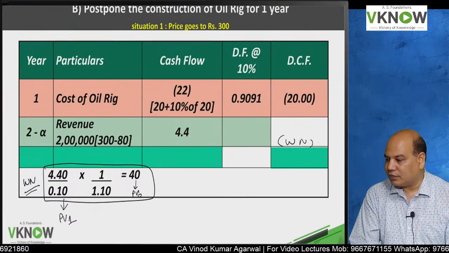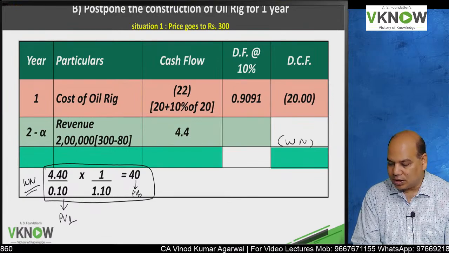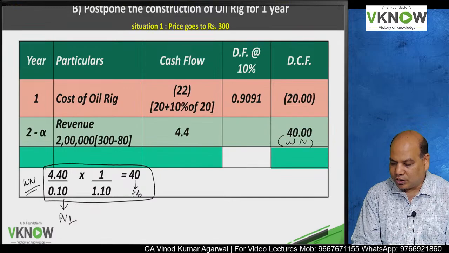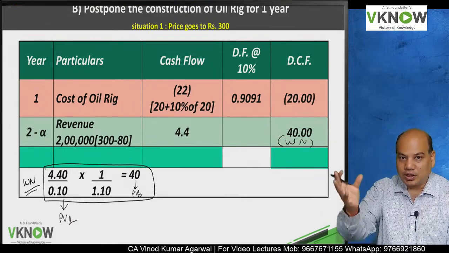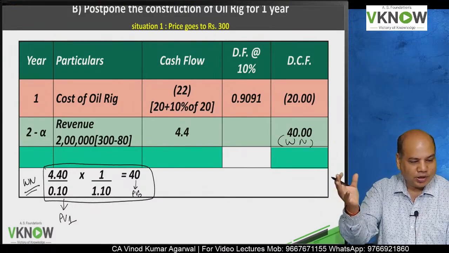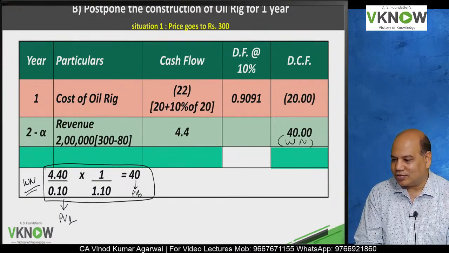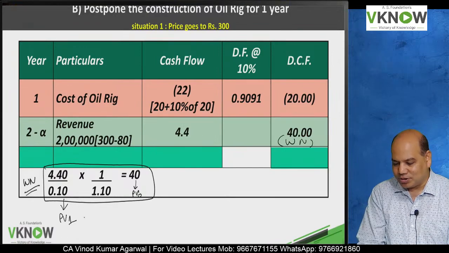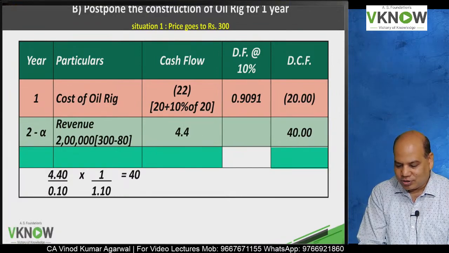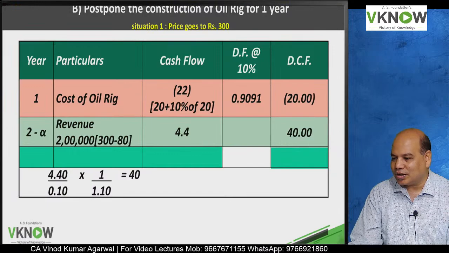Some students write 44, which somebody has done in the class today, and that is where the institute's NPV increases. Your NPV decreases, ICI's NPV increases. Okay, you are responsible for making the institute the richest accounting body.